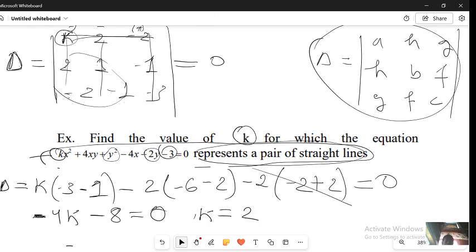That is the fact. Now, first of all, we wanted to determine the value of k. The value of k represents my a in the general equation. I already know the formula to determine the value of delta, because I want to find the value of k so that it will present a pair of straight lines. To present a pair of straight lines, this delta has to be equal to 0. Now, I found the value of a.